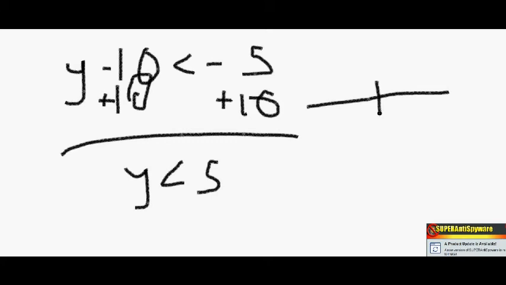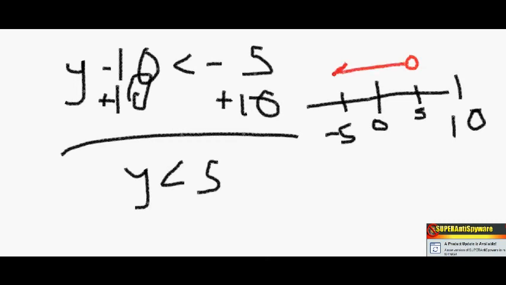So let's draw this. I'll have 0 here, I'll have 5 here, and then I'll have 10 here. I'll put a negative 5 here. Because y is less than 15, it'll be an open circle, it's not equal to, it's less than. y is anything less than 15. So then it goes this way, right? So that's how you would do that.